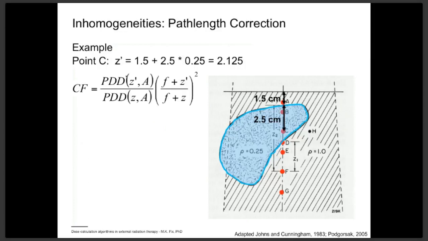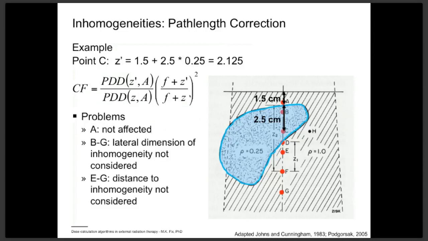So the correction factor now is the ratio of the PDDs at these different depths. So that would be the original depth, that would be the modified path length corrected depth. And so this is shifted higher because this would be 4 centimeter. This is only 2.125 centimeter. And thus we would correct the attenuation, but we would again be shifting this point backwards, so to speak, which would lead to a wrong inverse square law. So we need to correct with the inverse square law for this.